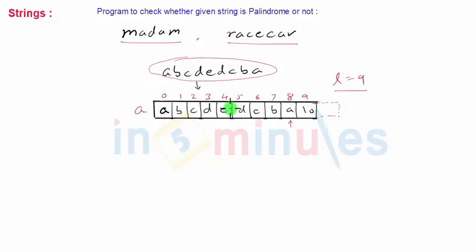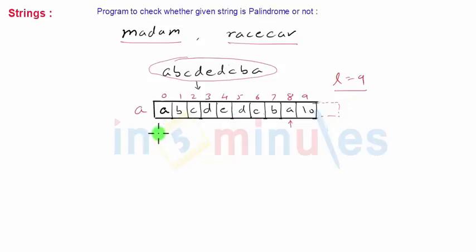But if the 0th and 8th are not matching, or index 1 and 7 are not matching, or index 2 and 6 are not matching, we can predict it's not a palindrome. So predicting not a palindrome is very easy, because anywhere there is a mismatch, we can just say it is not a palindrome. So our logic will do the same kind of thing.